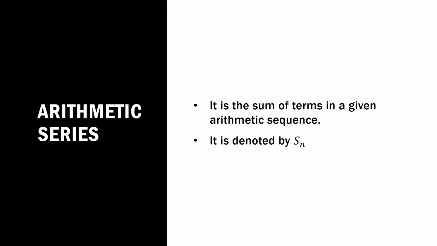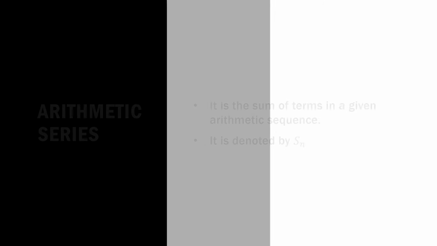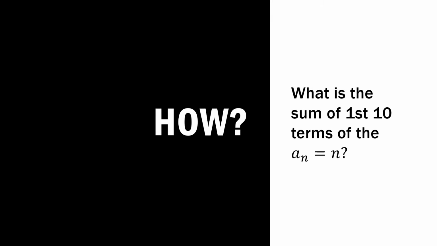Now, an arithmetic series is the sum of the terms of an arithmetic sequence. It is denoted by S sub n, which means the sum of n terms. So let's start discussing it by looking at a certain problem. This is the problem.